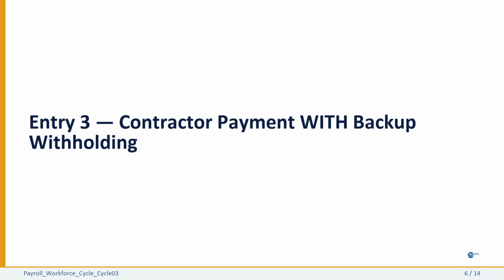Backup withholding is a special case that only applies when a contractor's W-9 is missing or contains an invalid taxpayer identification number. In that situation, the IRS requires the company to withhold 24% of the payment. Debit accounts payable contractor for the full invoice amount. Credit backup withholding payable for 24% of the payment. Credit cash for the net amount actually sent to the contractor, which is the invoice total minus the withheld amount.